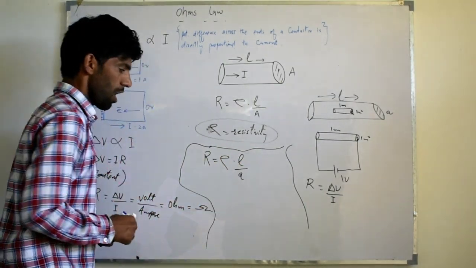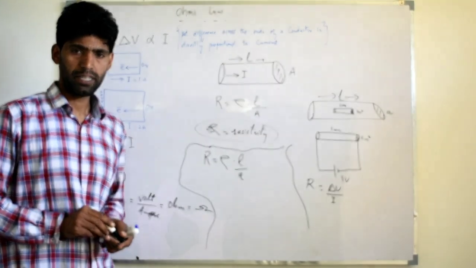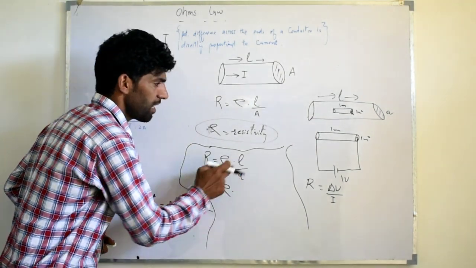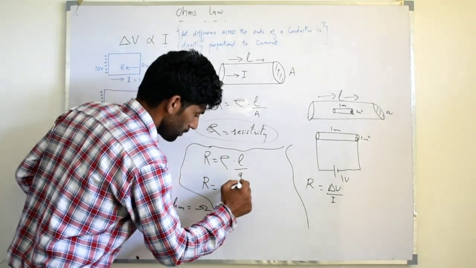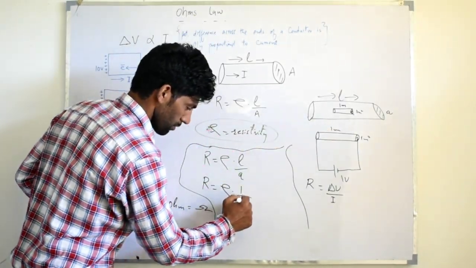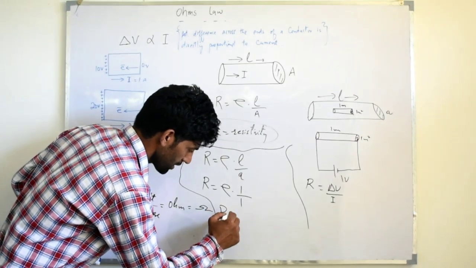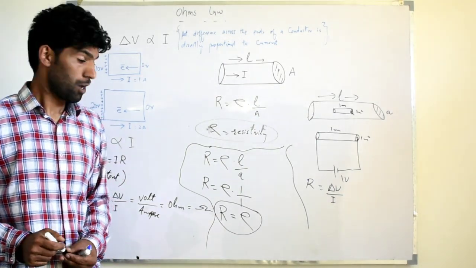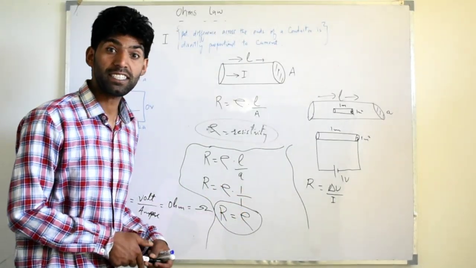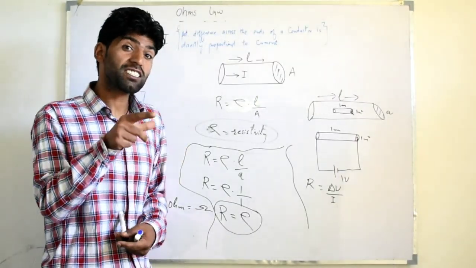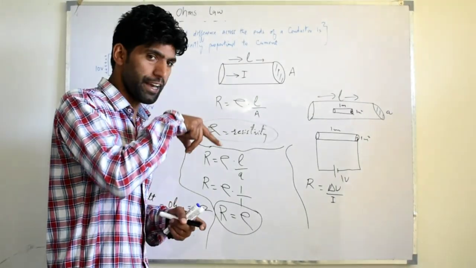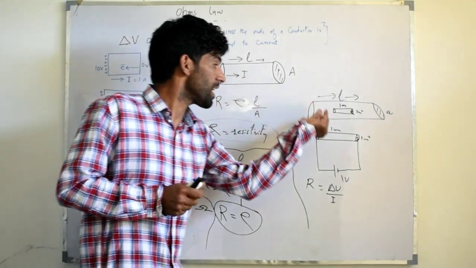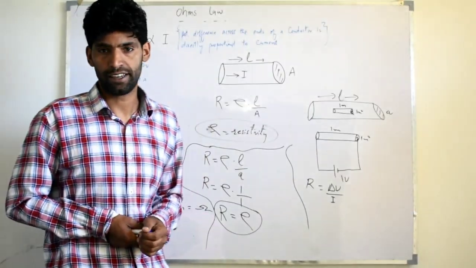Have a look over here. R is equal to rho into L divided by A. What is L? L is the length of the wire, 1 meter, divided by area of cross section, 1 meter square. 1 divided by 1 is equal to 1. So R is equal to rho. That means R is resistance and rho is resistivity. Resistivity is the resistance of a wire of length 1 meter and area of cross section 1 meter square.